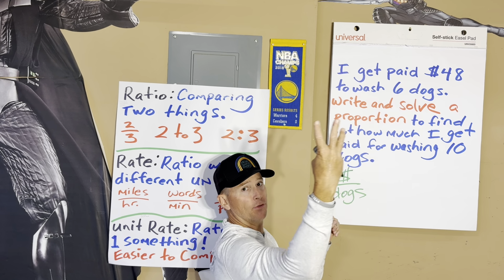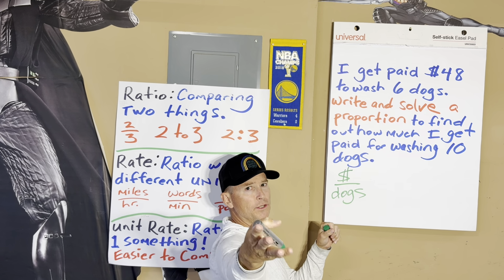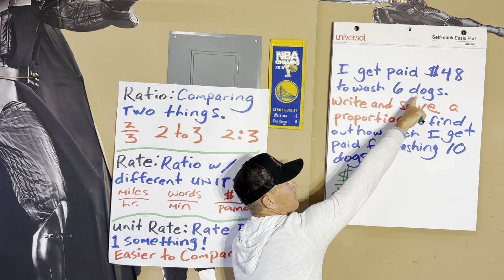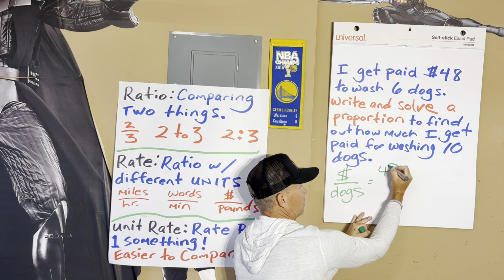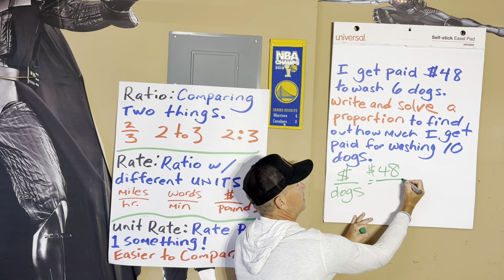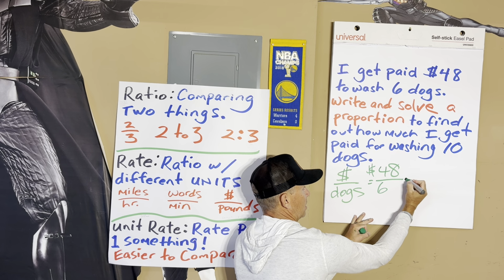So they're going to give you 3. They have to give you 3. There's only going to be one that you don't know. They give us the money and the dogs. So they give us $48. They give us that, and they give us 6 dogs.